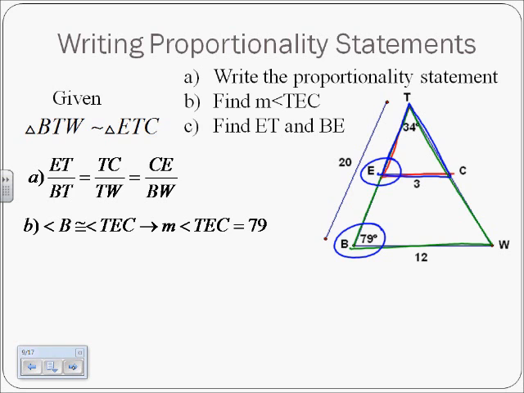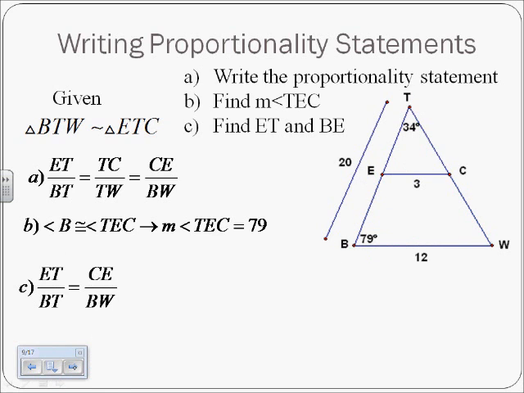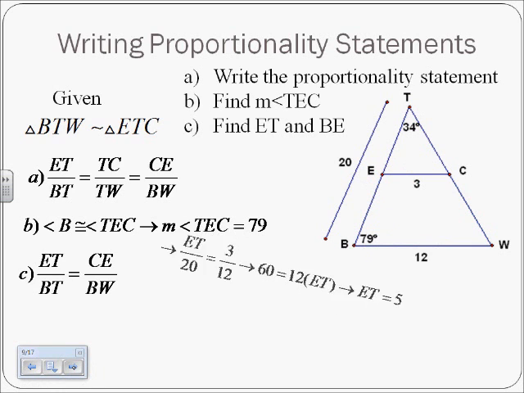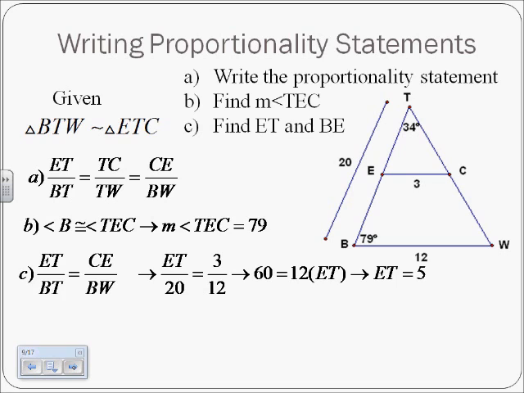All right, lastly, it says find the length of ET and BE. Well, I do have some side lengths given to me, so I can use my proportionality statement from A and plug in the values. So I have ET over BT is equal to CE over BW. Plugging in the values, I have ET as my value to solve for. I have BT as 20, CE is 3, and BW is 12. Cross multiply. ET times 12, 3 times 20, 60 is equal to 12 ET. Divide by 12 on both sides, and you have ET is equal to 5. So that's solving for ET.